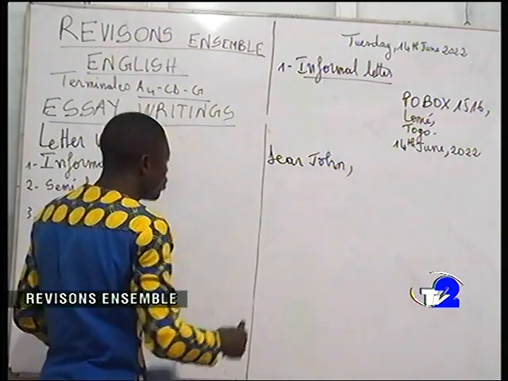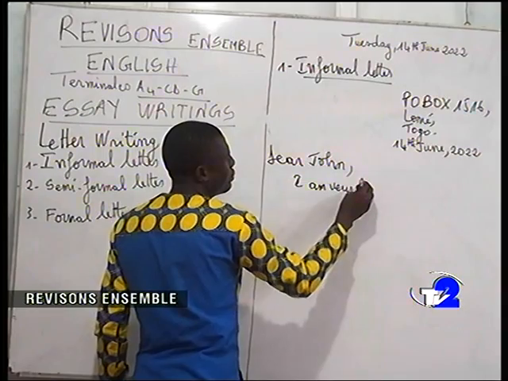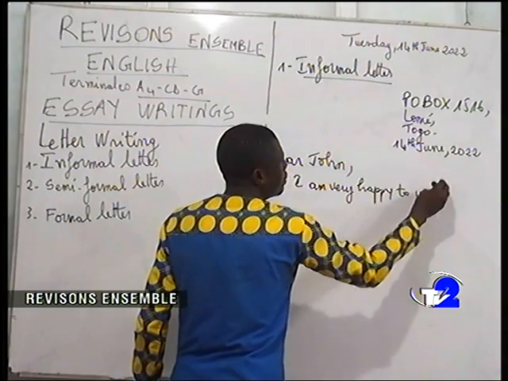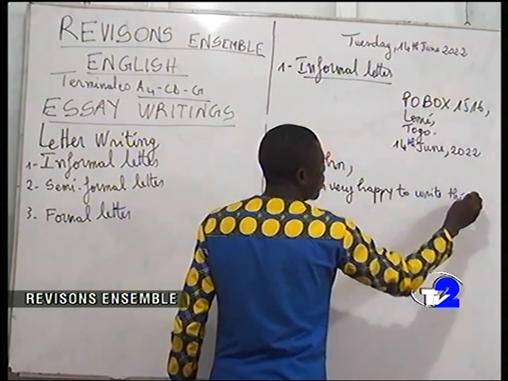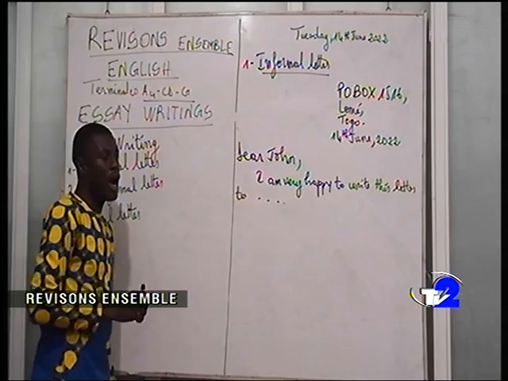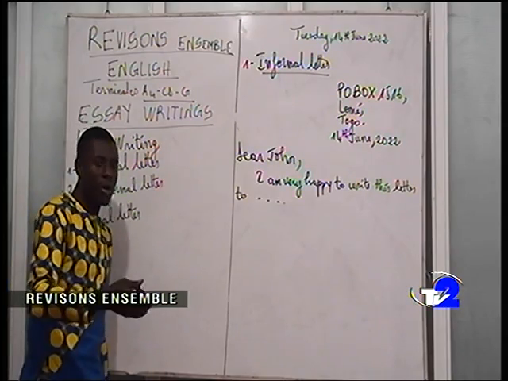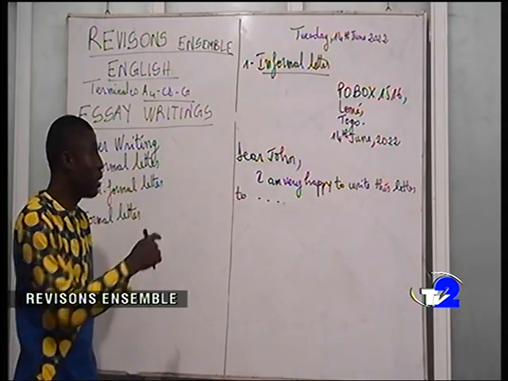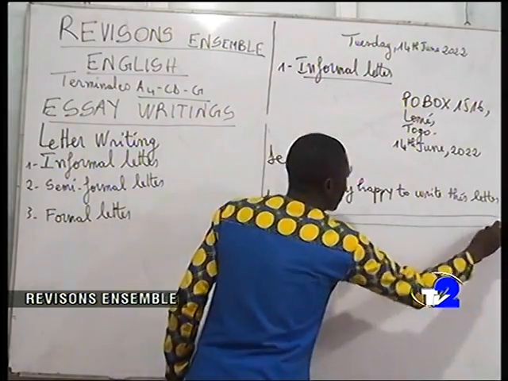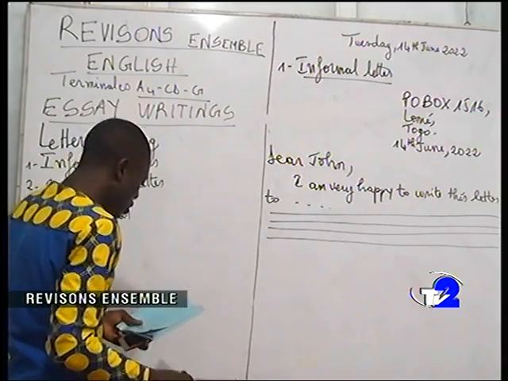Now after the greeting, you write, for example, I am very happy to write this letter to. Now, what are you writing the letter for? The purpose of the letter, you add it there, and you add some information. You give some information.